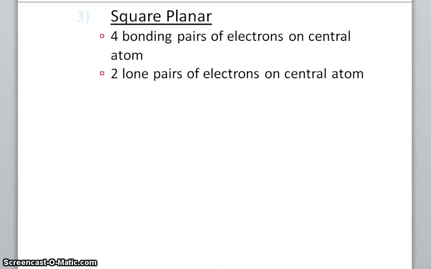Now we're going to replace another bonding pair of electrons with a lone pair of electrons. We're going to look at a molecular structure that has 4 bonding pairs and 2 lone pairs of electrons around the central atom. There's still 6 pairs of electrons around the central atom, so our electron geometry is octahedral, but now we're going to have a different shape. Our shape is going to be referred to as square planar.